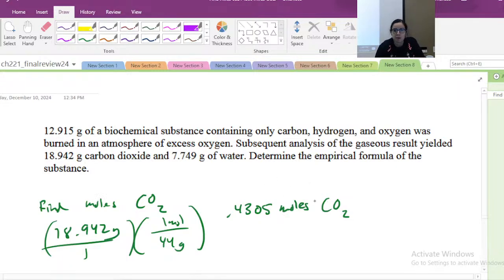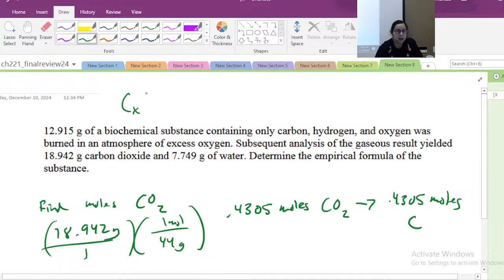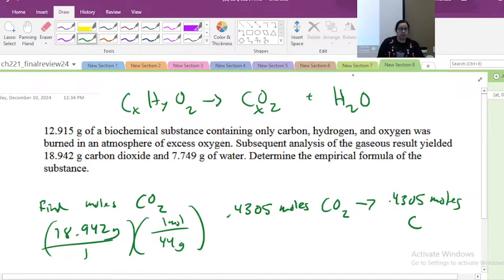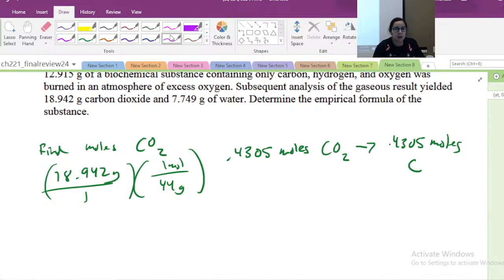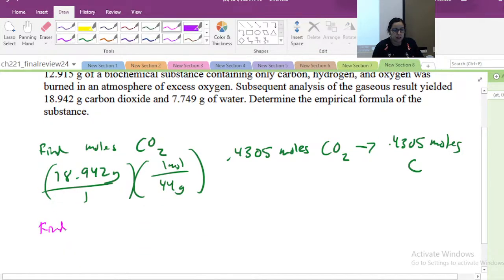Remember, this will also translate to 0.4305 moles of carbon. Remember from our combustions, we have CxHyOz, which gives us some CO2 in x equivalent plus water. And so let's find moles of water next, and remember how that relates.